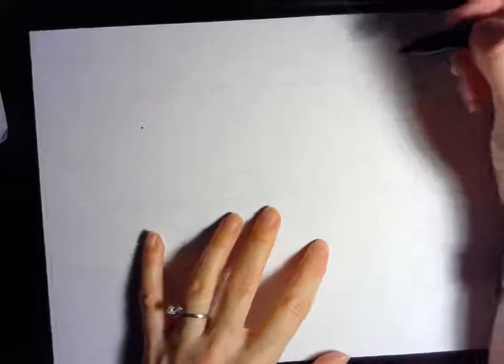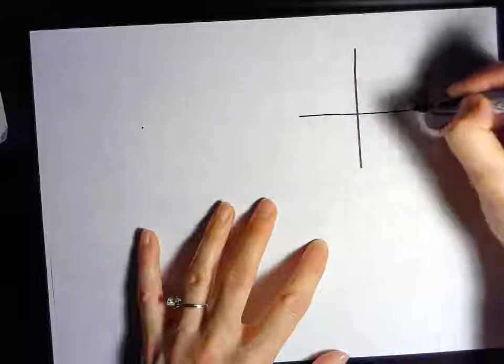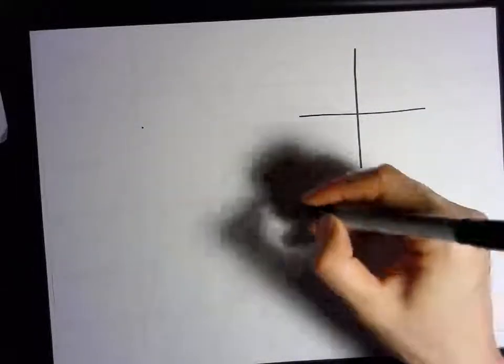Okay. The next thing in the lesson was a kind of fun little mnemonic that they had for you to remember the signs of the trig functions in the different quadrants. And the mnemonic is all students take calculus.